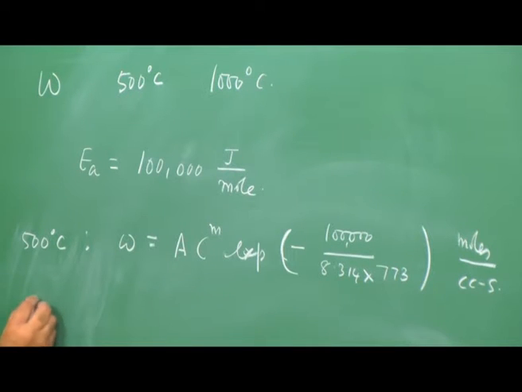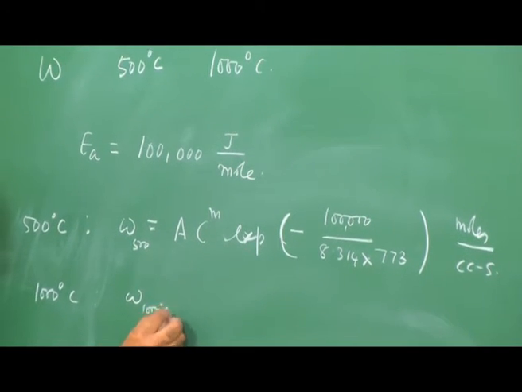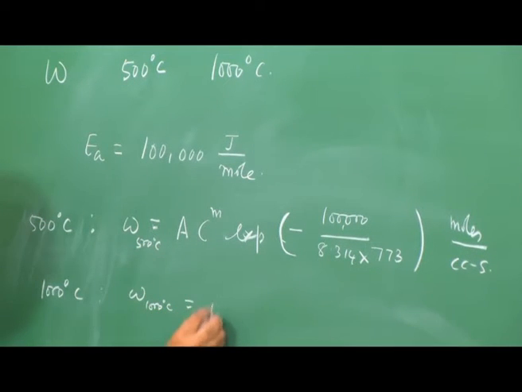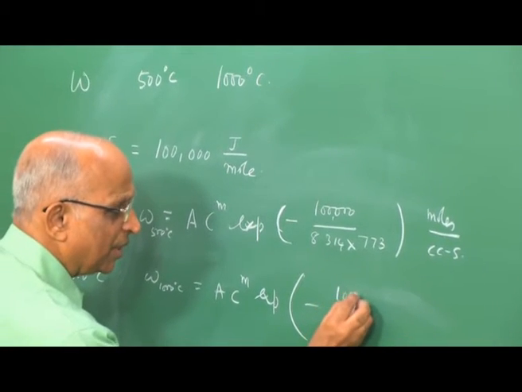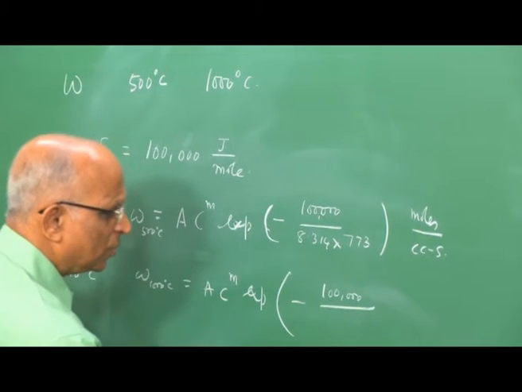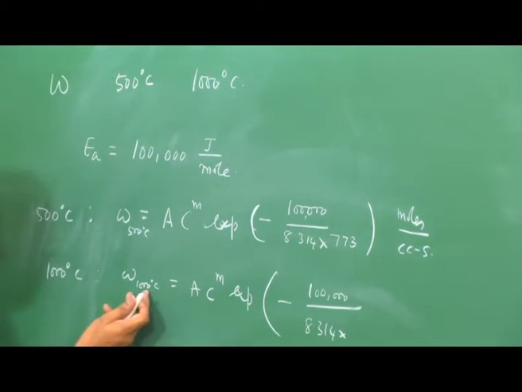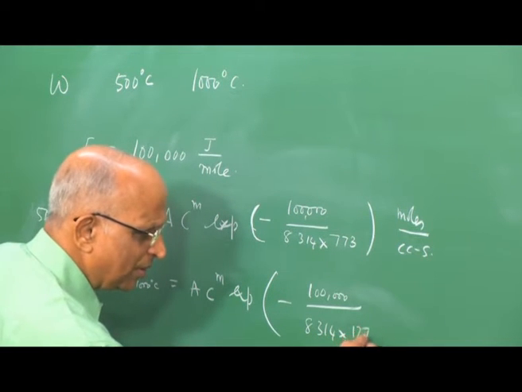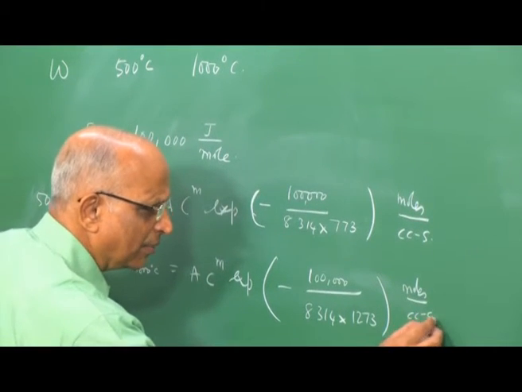And if I have the temperature at 1000 degrees centigrade, I similarly have omega at 1000 degrees centigrade, as I did for 500 degrees centigrade, equal to A c to the power m into exponential. I just do the same thing again, minus the activation energy, 100,000, divided by 8.314 into 1000 plus 273 Kelvin, 1273 Kelvin, so much moles per cc second.